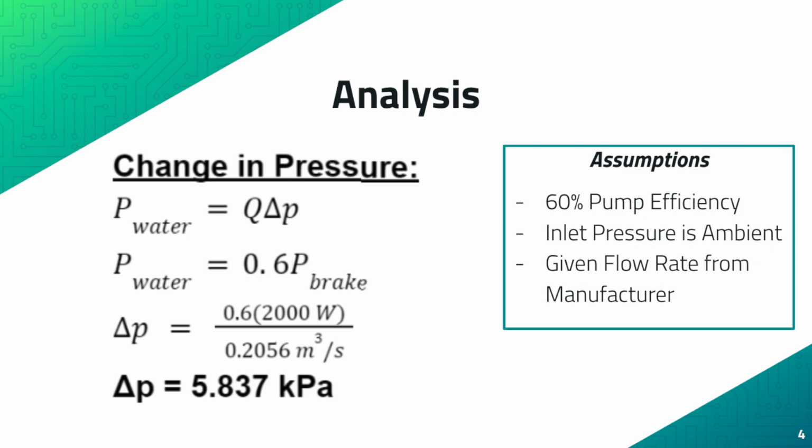In order to compare this centrifugal pump to other pumps, we needed to calculate the specific speed and specific diameter. In order to find these values, we started by calculating the pressure difference. The power of water was calculated from P brake, assuming 60% efficiency. Then, using the relationship between power and volumetric flow rate, we solved for a pressure difference of about 5.8 kPa.